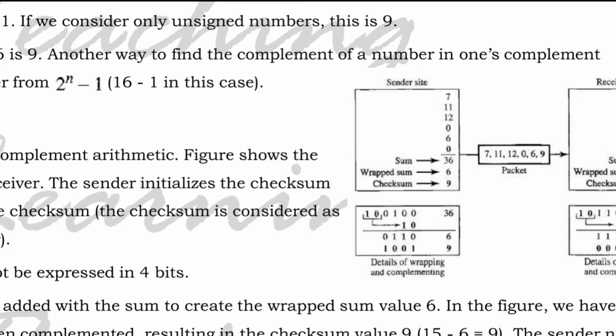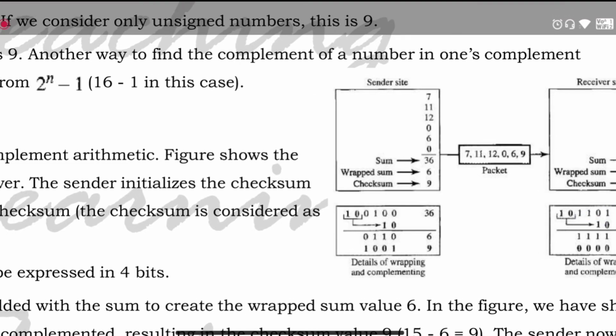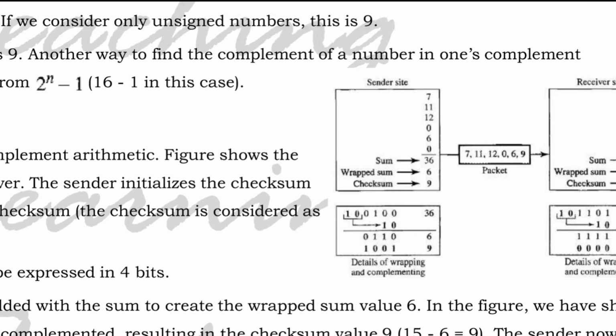And on the receiver side, it will get all the numbers and add all the input numbers, and it will get 15 and wrap the sum. Then once it is complemented, it will do the reverse process, so that all zeros become ones and ones become zeros, and we will get 0.